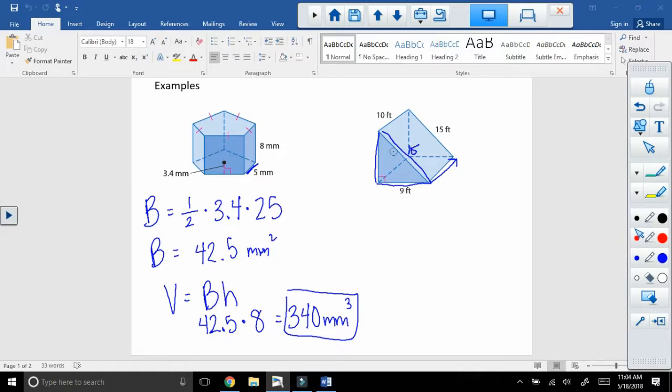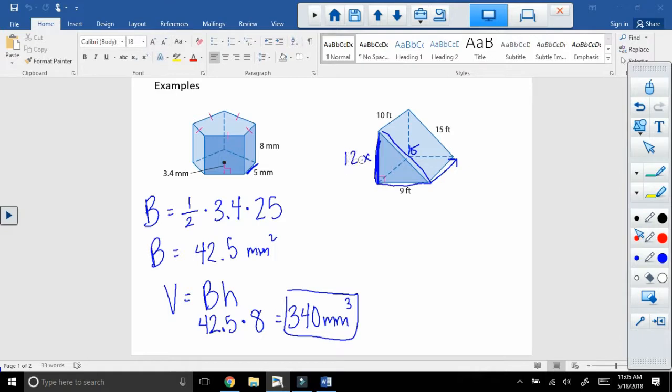This piece is 15. Could I find that side there and then use that to find the area of the base? Okay, we're going to do Pythagorean theorem, so I'm going to take the square root of 15 squared minus 9 squared.